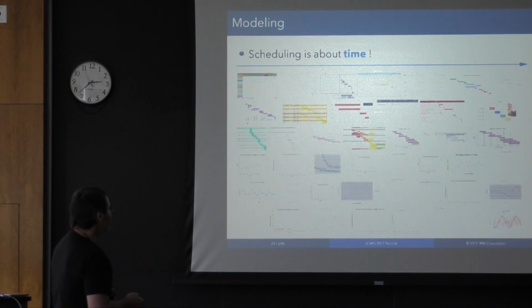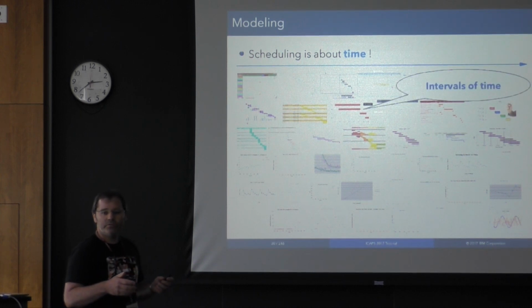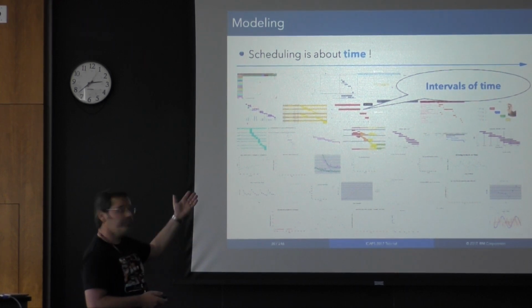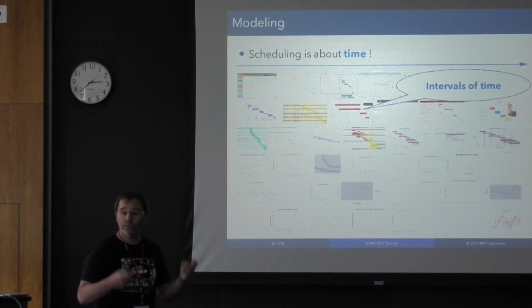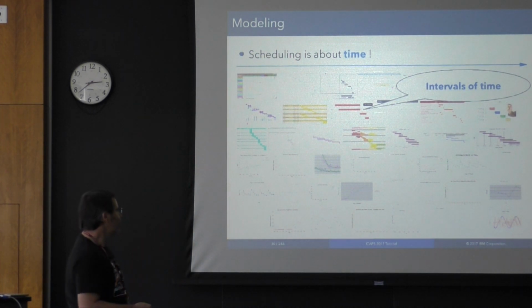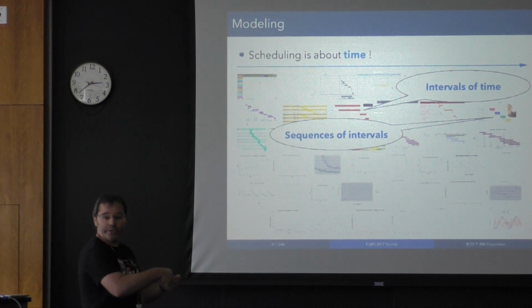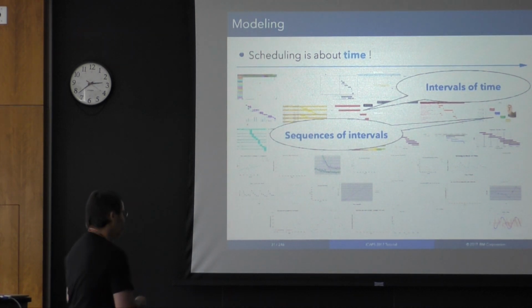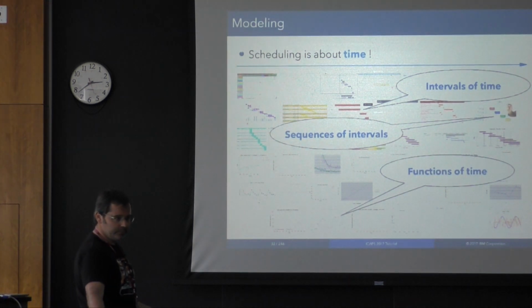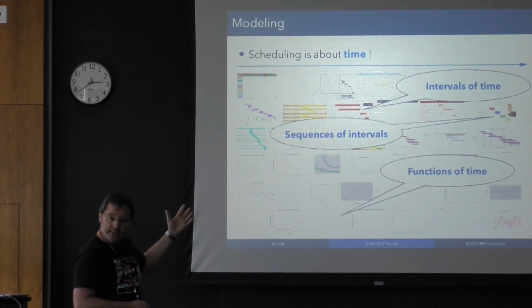So it's quite natural to add some kind of concepts that are as mathematical as integer variables. We have the notion of interval. So we have a mathematical notion of an interval. Here in a scheduling problem, it will be an interval of time. You have the mathematical notion of sequences or permutations over intervals, and you have the notion of functions of time. This will be some kind of first-class citizen in the model.